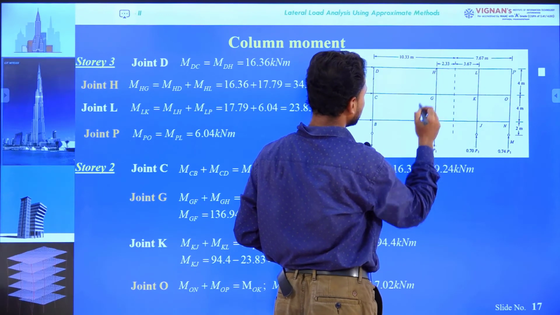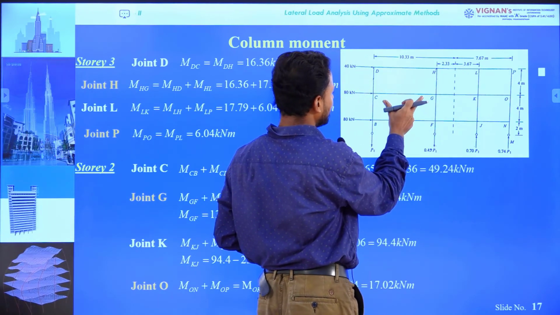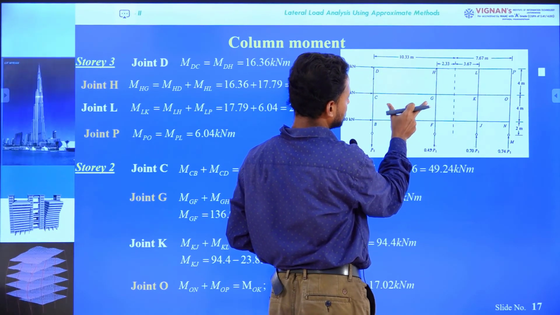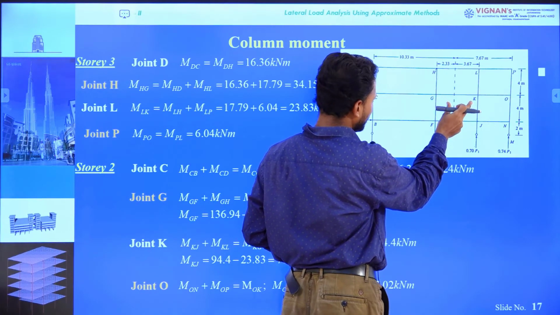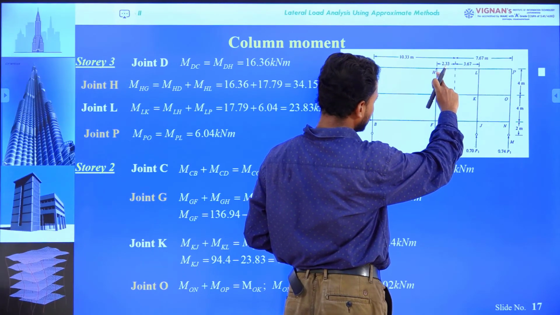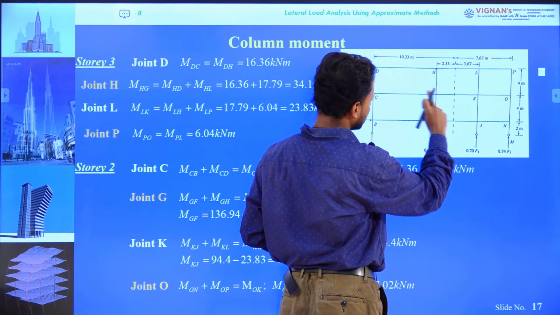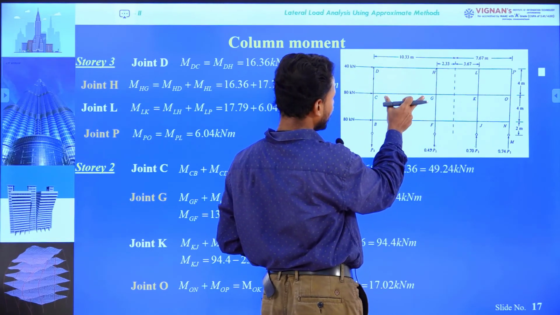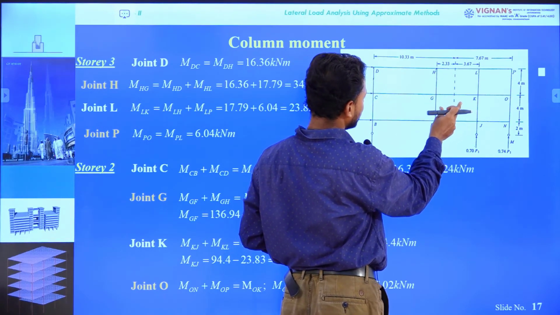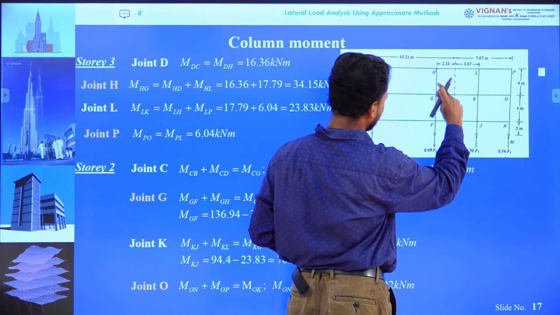For this intersection, what will be the column moment? The beam moment of CG plus the beam moment of GK will be equal to the column moment of HG plus the column moment of FG. The moment of this beam plus this beam will be equal to the moment of this column plus this column.